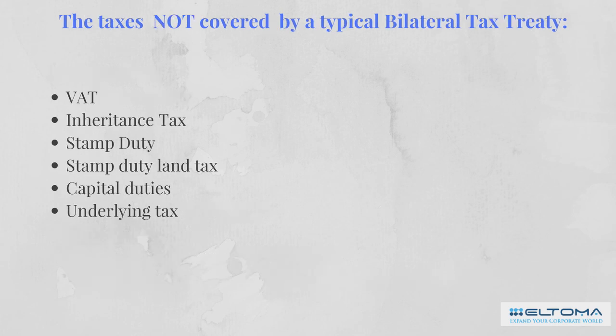The taxes that are not covered by typical bilateral tax treaties are normally the indirect taxes, such as VAT, inheritance tax, stamp duty, land tax, capital duties, and underlying tax.